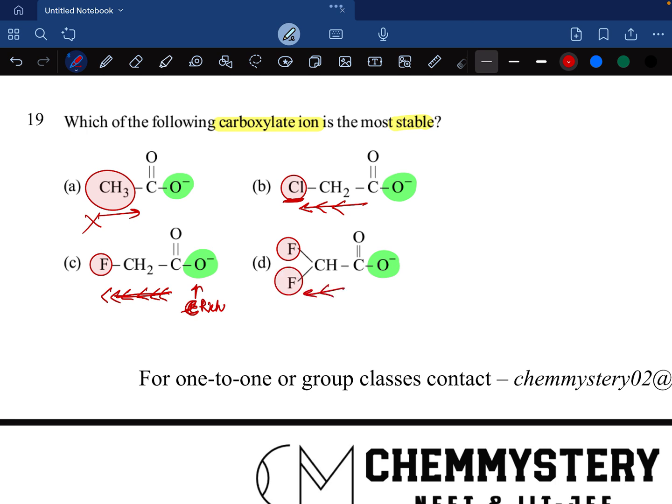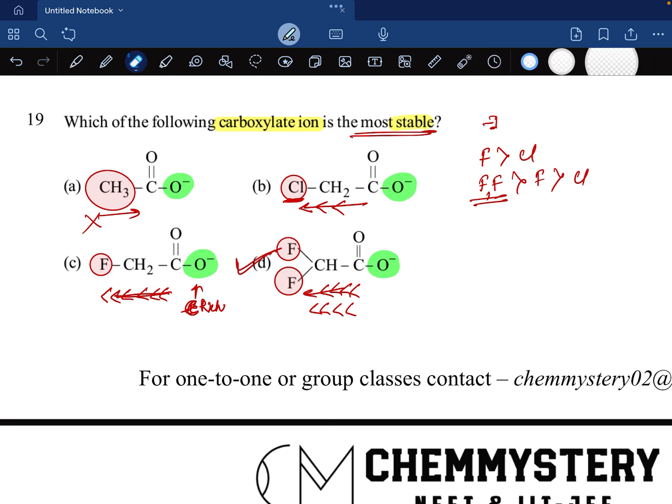Now we know that fluorine has a stronger minus I effect than chlorine, right? Then in the fourth case we have 2 fluorines. Obviously 2 fluorines are more than one Cl. So more electron withdrawing will take place in the fourth case in comparison. So more stability will be gained by the D option, as 2 fluorines are present to withdraw the electron density towards themselves. Okay, stability.